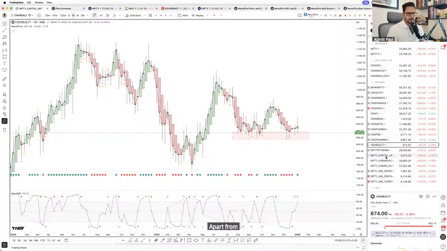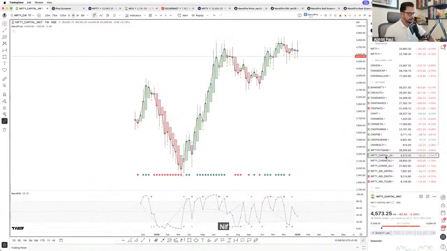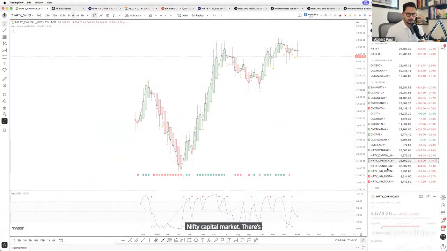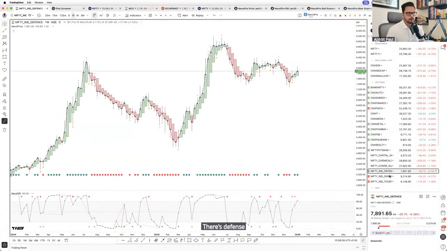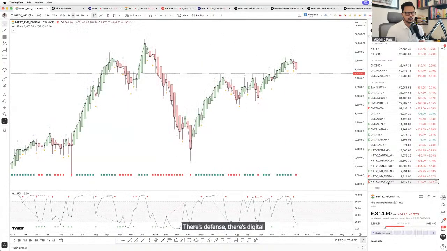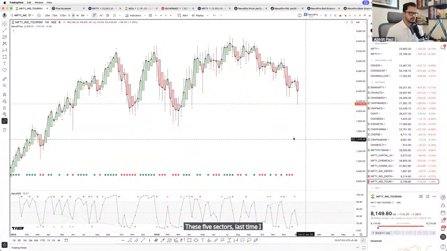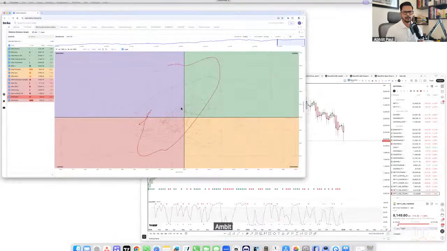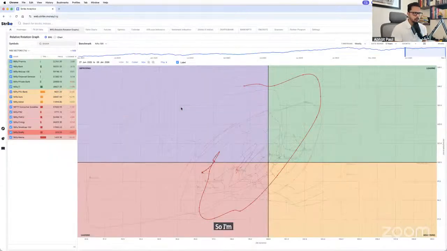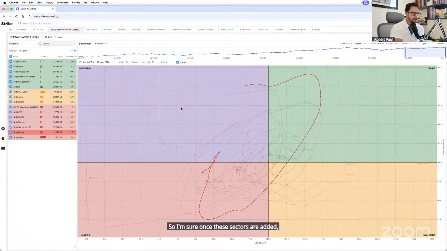Apart from this, there is Nifty capital market, there's chemical, there's defense, there's digital, and there's tourism. These five sectors, last time I checked, we have not yet added within Strike. So I'm sure once these sectors are added in the index, I will add them as well.